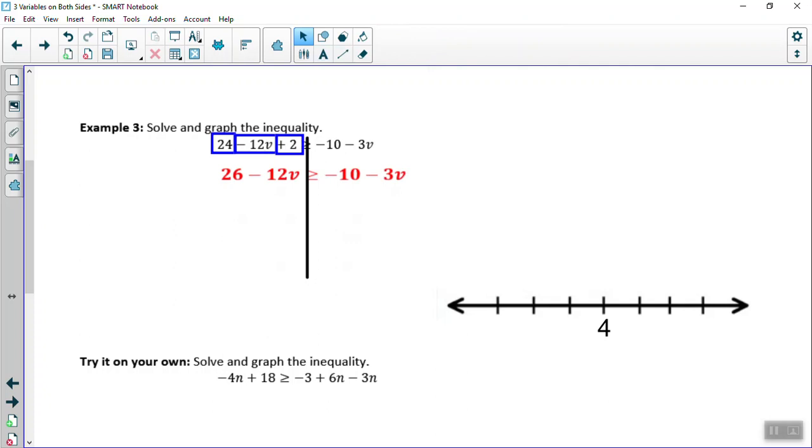negative 10 minus 3v. Now, this part here, if you wanted to write down your variable term first, you could do negative 12v plus 26, and that's okay. It doesn't matter which order you put them in, as long as you have the right signs. All right, now let's deal with our variables. I want to get this minus 3v over here to be with this minus 12v. So to do that, I'm going to add 3v to both sides.